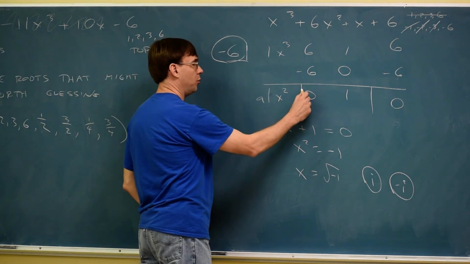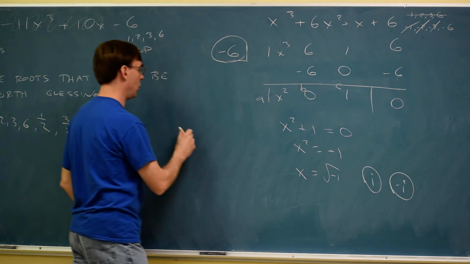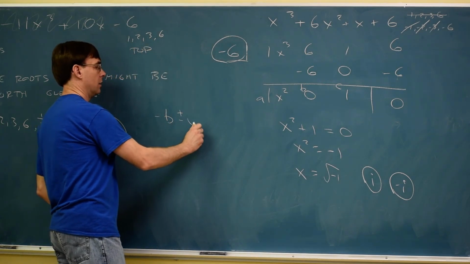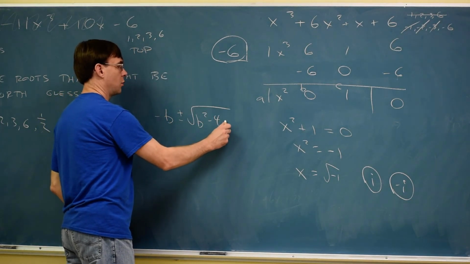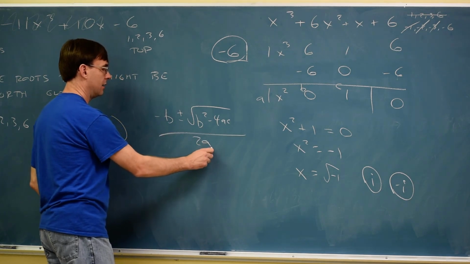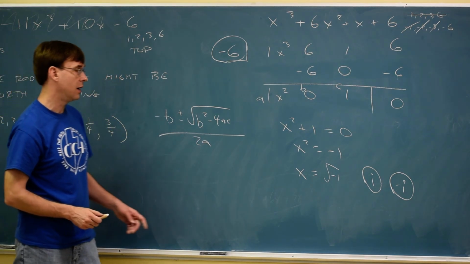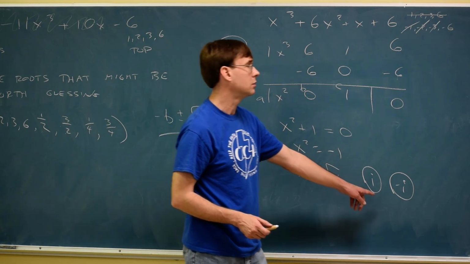A is 1, B is 0, C is 1. Here's the quadratic formula for you again. Just plug those numbers in there. It would have led you to the same 2 answers.